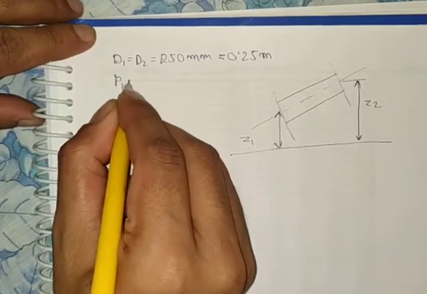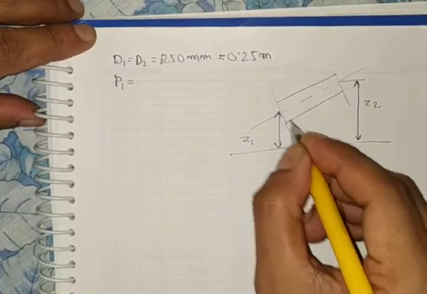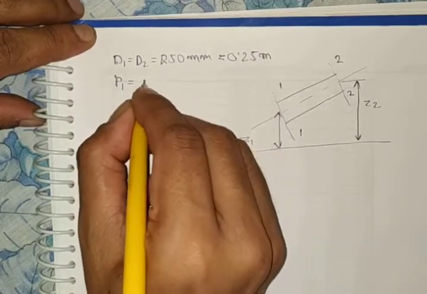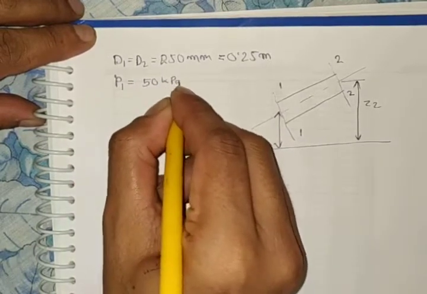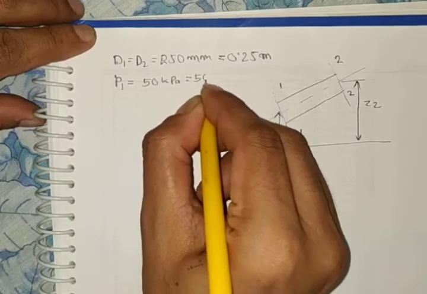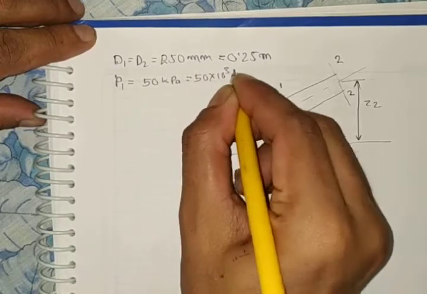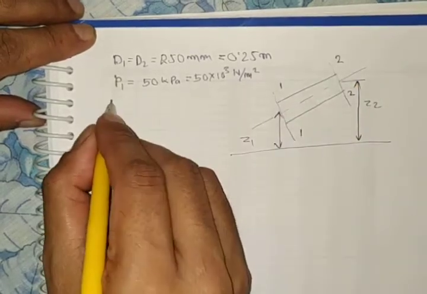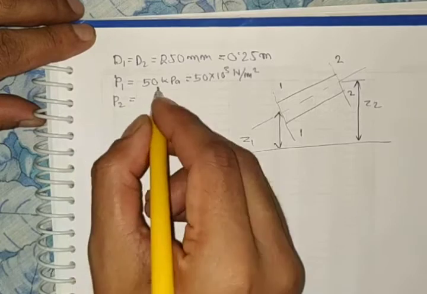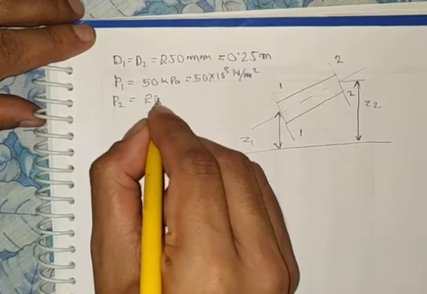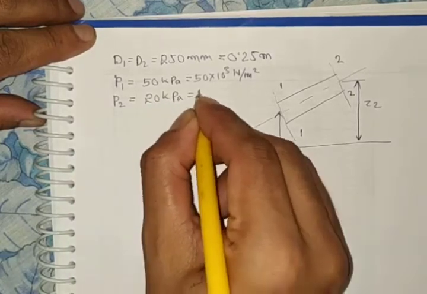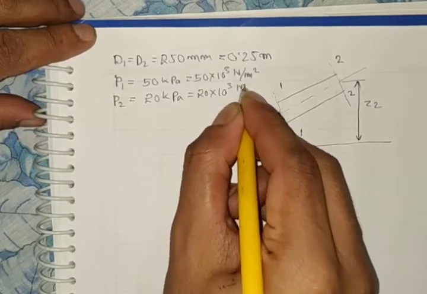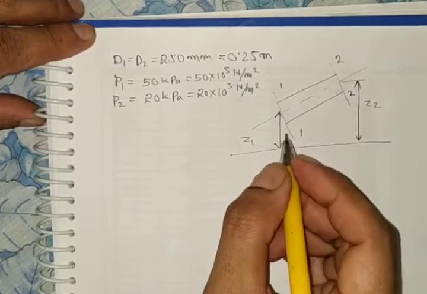Then P1 is given, the pressure at section 1. This is your section 1, this is your section 2. P1 is 50 kilopascal, which is equal to 50 into 10 to the power 3 newton per meter square. Similarly, P2 is also given, 20 kilopascal, which is equal to 20 into 10 to the power 3 newton per meter square.